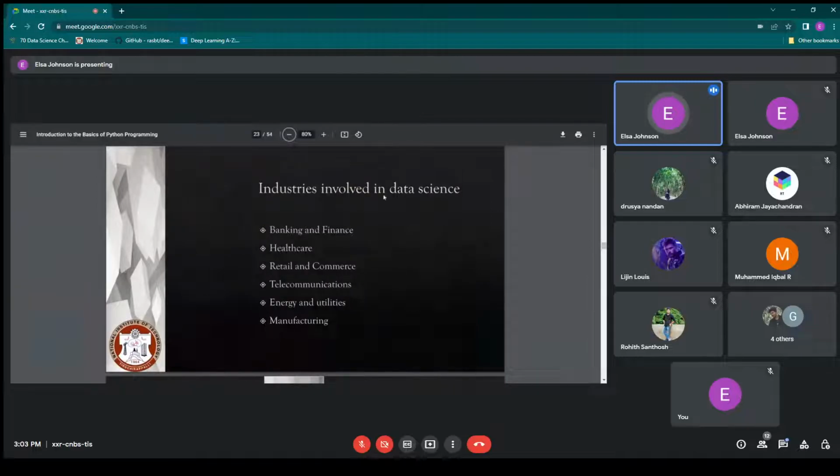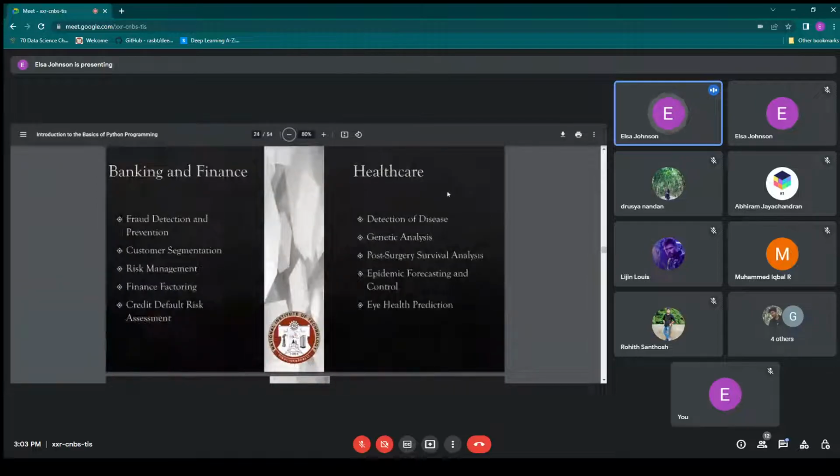So we'll just look at the industries which are involved in data science. So first one is banking and finance. I have already explained this. In banking, there's fraud detection and prevention, then customer segmentation. That means based on your purchase pattern and your deposits in your bank, they'll be segmenting you into different types of customers. Okay, so this can be observed in the cards that you get also, the credit card or debit card. There is classic, platinum, gold, diamond, all those different things. So this is based on customer segmentation.